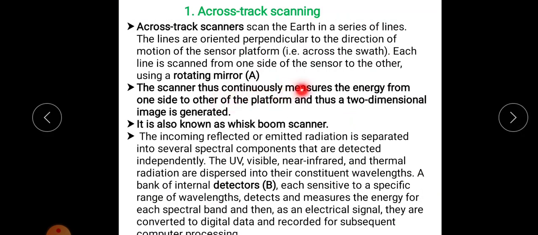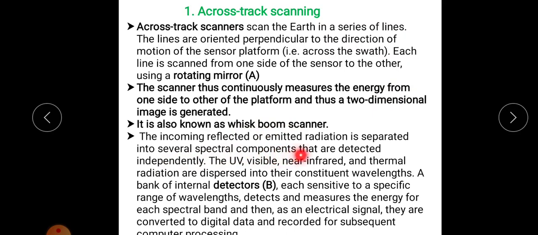The scanner thus continuously measures the energy from one side to the other of the platform, and thus a two-dimensional image is generated. It is also known as whisk broom scanner, which I will explain later. That is, there are two types of scanner, across and along. This is also known as whisk broom and push broom, which I will explain using the next figure.